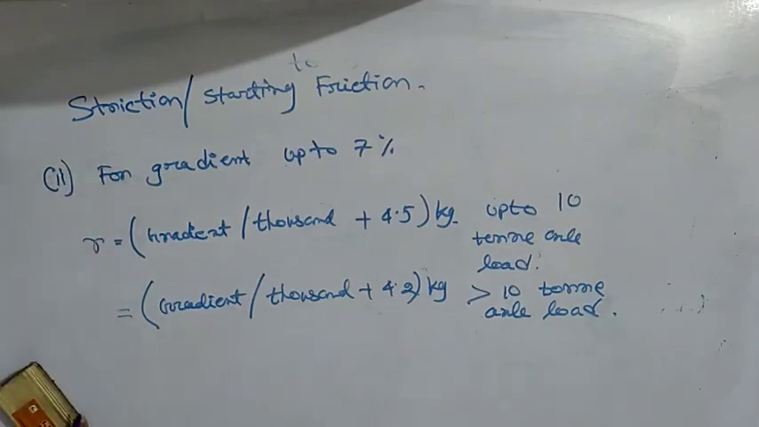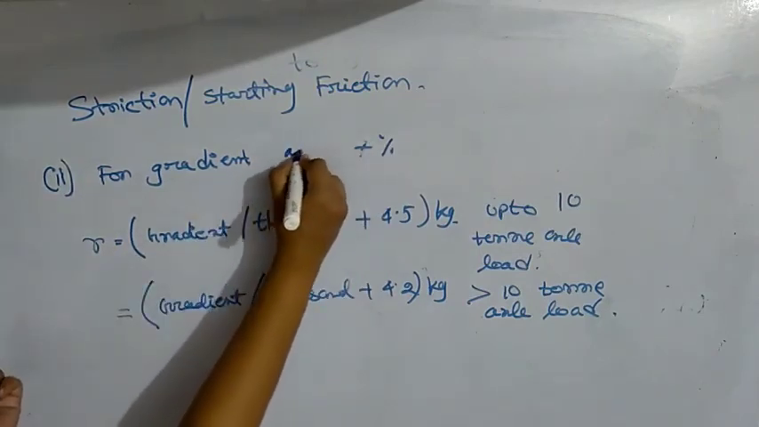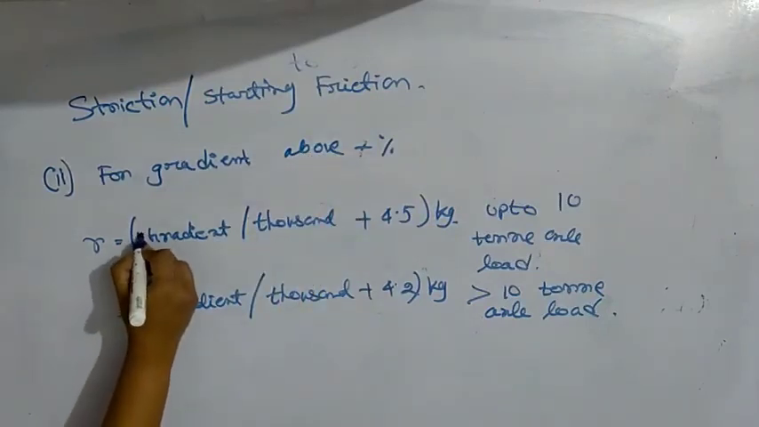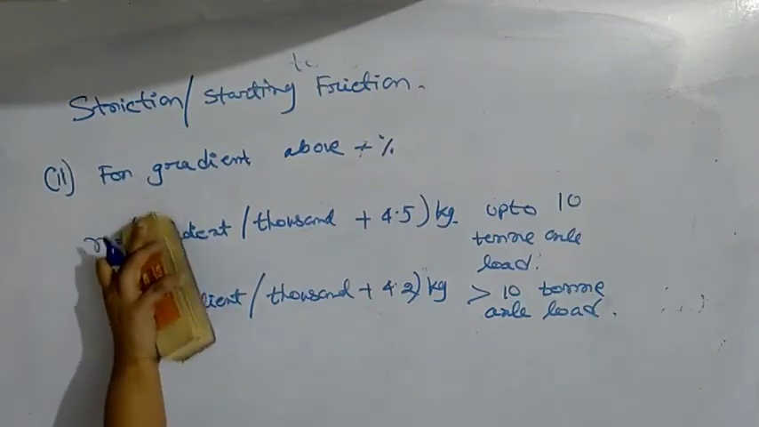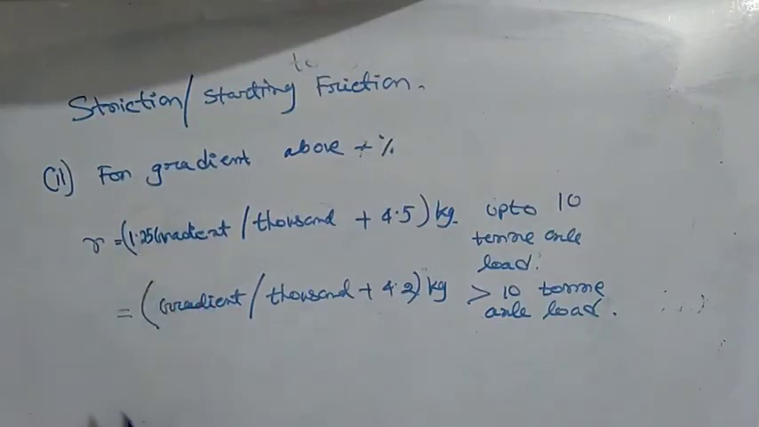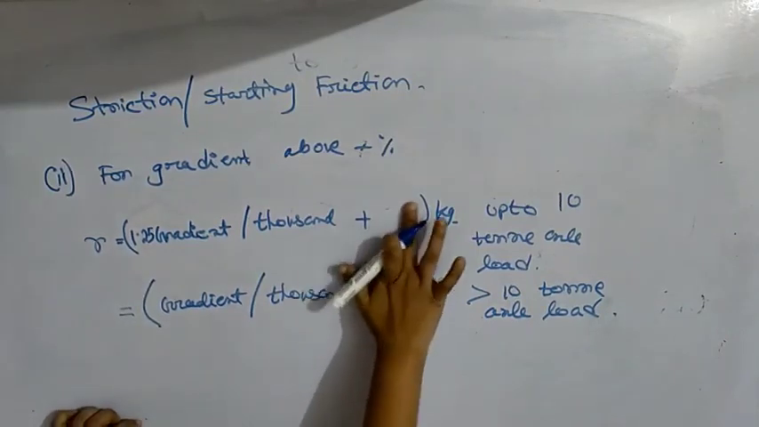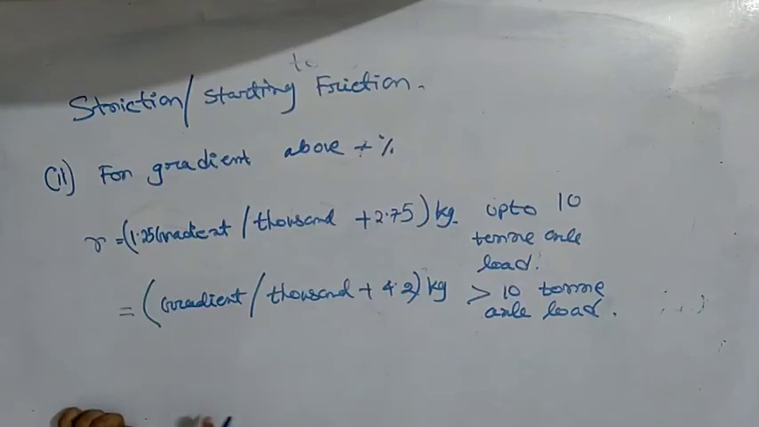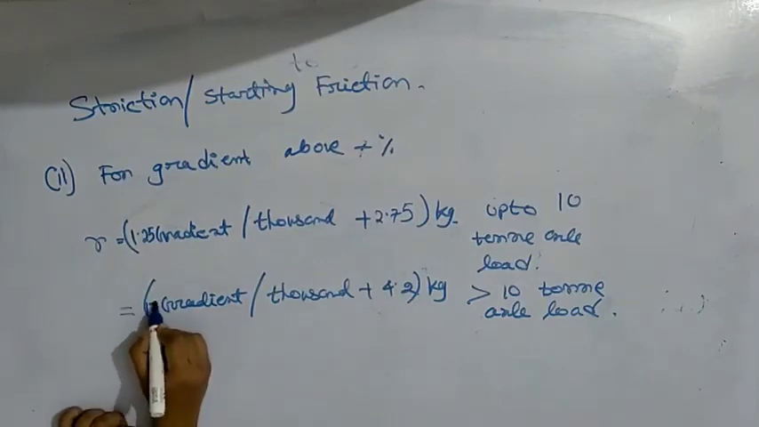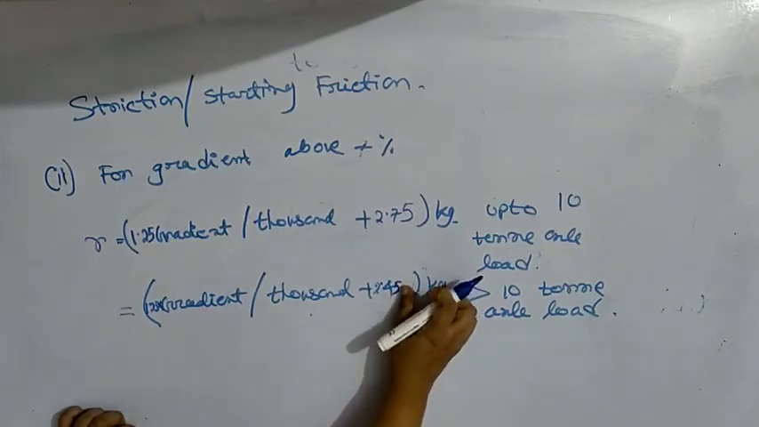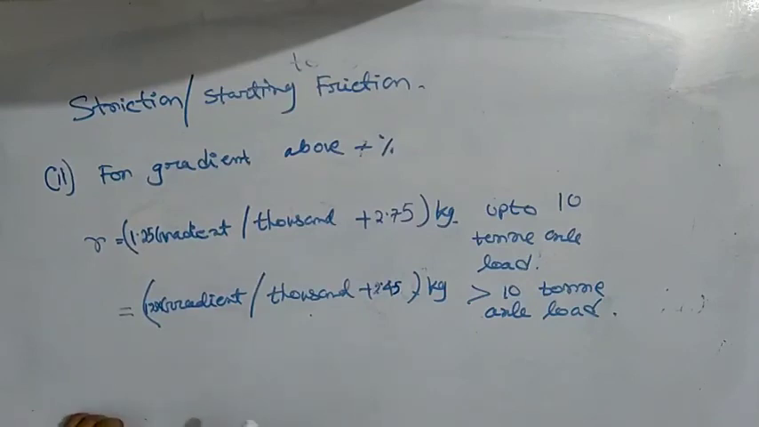Now for gradient above 7%, R is equal to 1.25 into gradient per 1000 plus 2.75 kg up to 10 ton axle load, and 1.25 into gradient per 1000 plus 2.45 kg above 10 ton axle load.